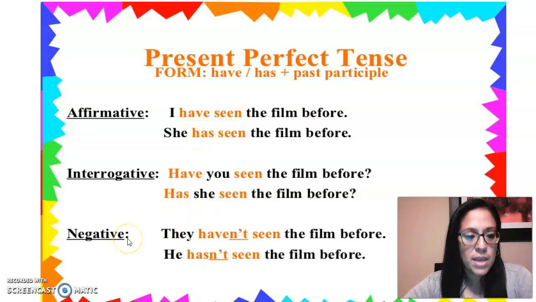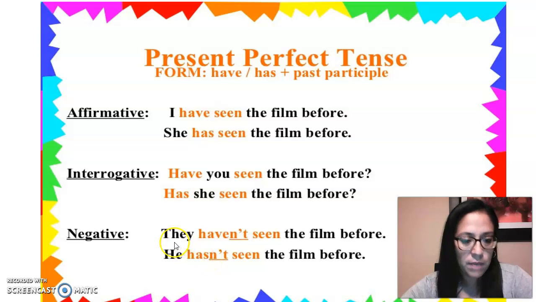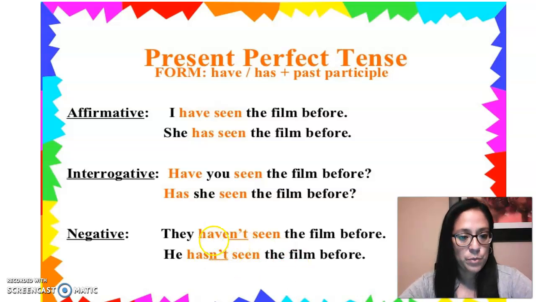Now, in the case of the negative, we form the negative with haven't or hasn't. In the case of they, you, we, I, we have to use haven't. And in the case of he, she, it, we have to use hasn't. And remember, we always use the past participle.